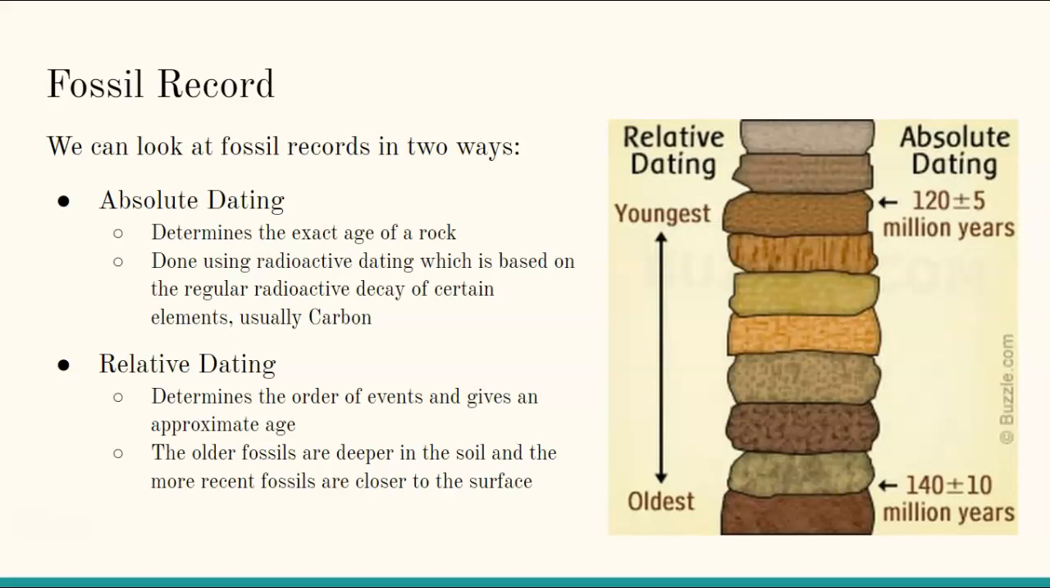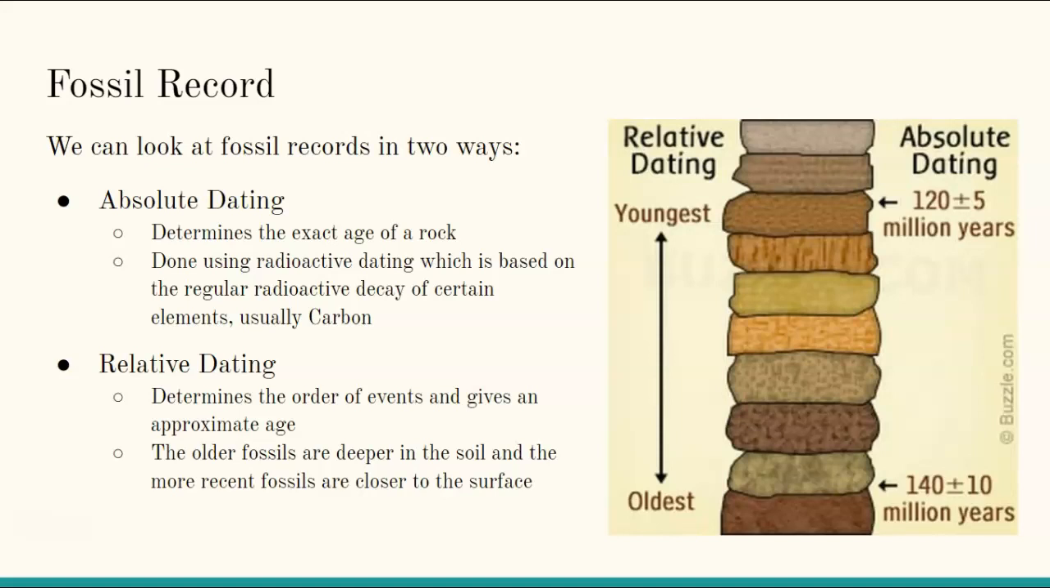So absolute dating determines the exact age of a rock. And this is done through looking at the radioactive decay of certain elements. So we will take a sample of soil from somewhere and look at usually carbon, but there are other elements that we can look at and determine what their radioactivity is. And once we figure that part out, we can work backwards. So we do this by determining the half-lives, like how many half-lives an element has gone through.